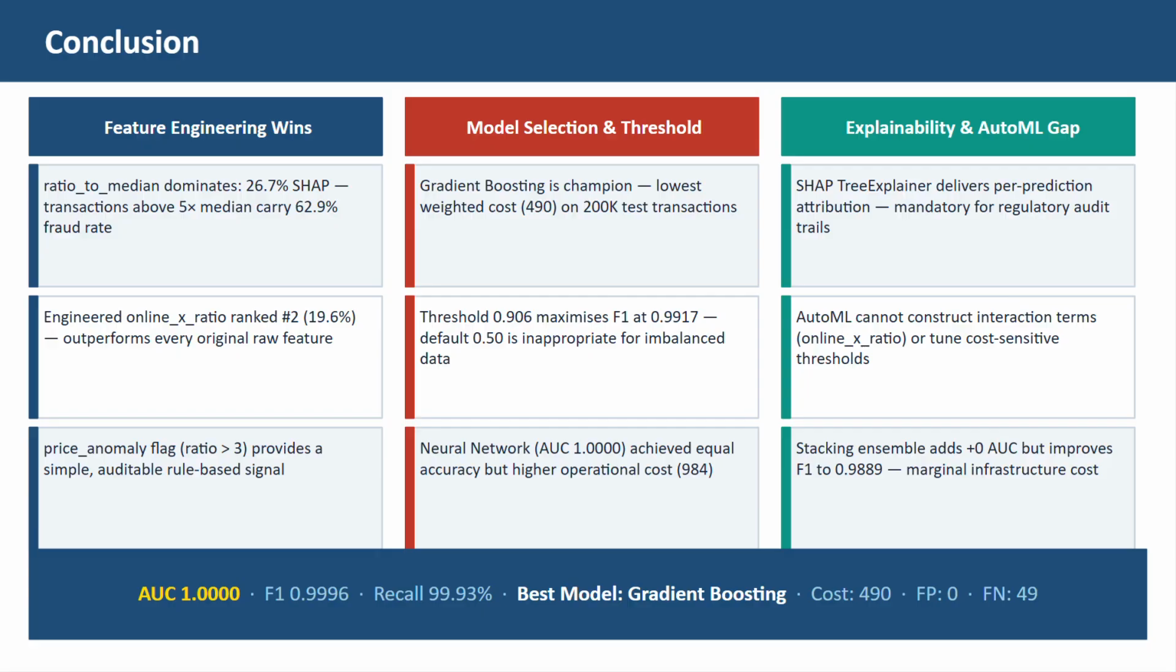And when it comes to the explainability and auto machine learning gap, the SHAP tree explainer delivers per-prediction attribution, mandatory for regulatory audit trails. And auto machine learning cannot construct interaction terms or tune the cost-sensitive threshold. Stacking ensemble adds 0 AUC but improves F1 to 0.9889 at marginal infrastructure cost.